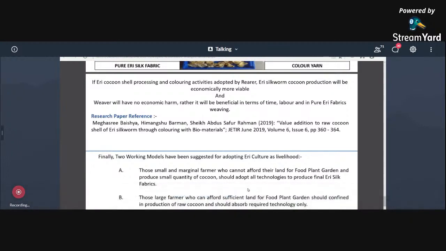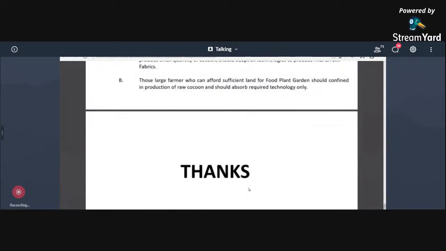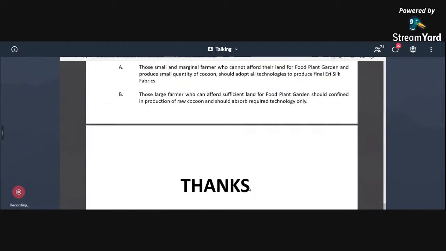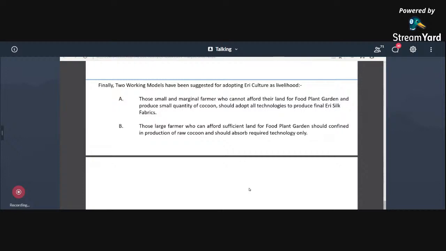Please go to the next slide. Yeah, this is the second model. Those farmers who can afford sufficient land for a food plant garden should confine themselves to production of raw cocoons and should absorb required technology only. Post-cocoon technology should be avoided because they can spare land for food plant gardening and doing both perennial and seasonal gardens along with intercropping. They will be able to produce cocoons throughout the year.